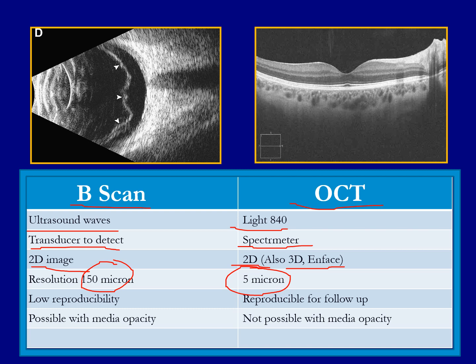Another very important difference is reproducibility. You cannot produce the same picture again and again in B-scan, whereas in an OCT you can reproduce the same picture at exactly the same spot again and again. So it's very good for the follow-up. You can see a lesion growing or shrinking over time. And the main difference is B-scan is possible with media opacity, while the OCT is not possible with media opacity. You need a clear media. So that is the difference between the B-scan and the OCT.